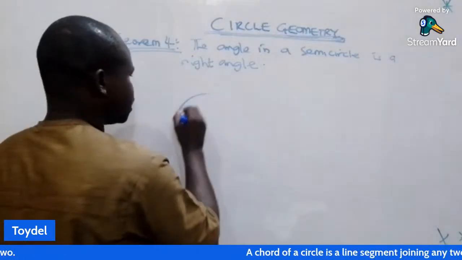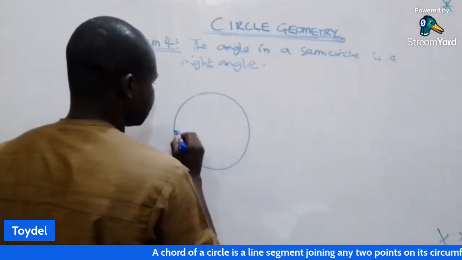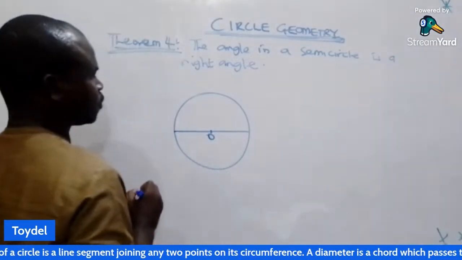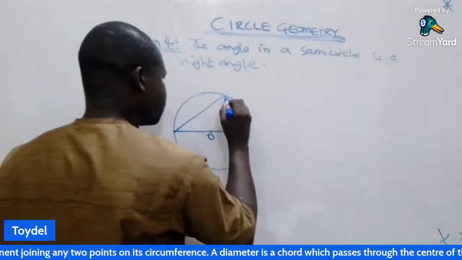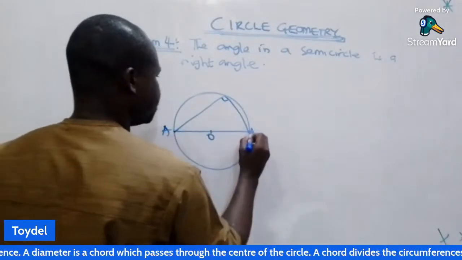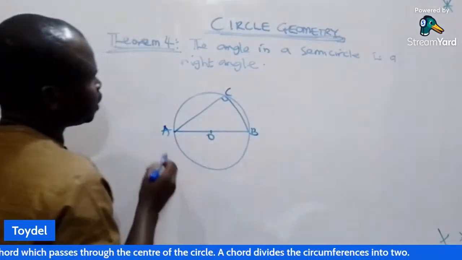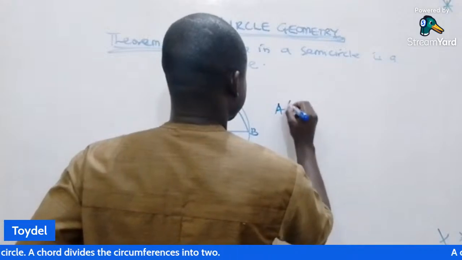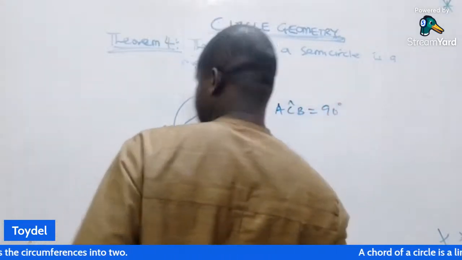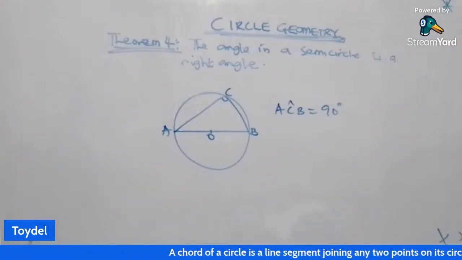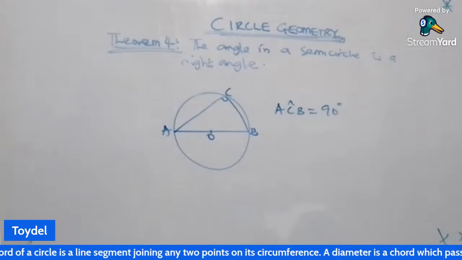Let's have a sketch of a circle. A diameter is a line that divides the circle into two equal halves. If you now have an angle in that semicircle, let's say A, B, C, this theorem is telling us that angle ACB is 90 degrees. So the angle in a semicircle is a right angle. A right angle simply means 90 degrees.